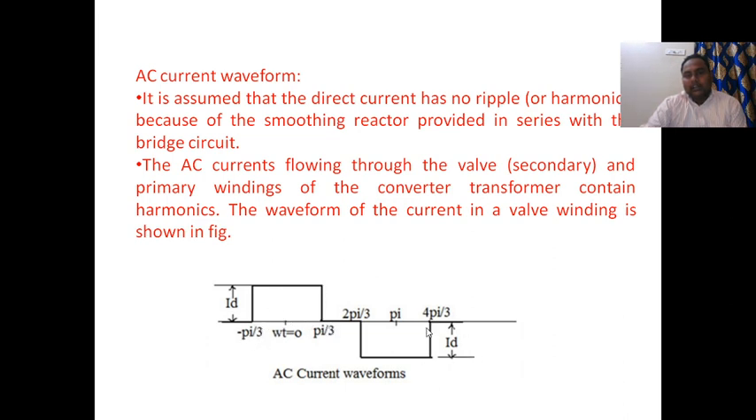So this is the DC current. Whenever the number of pulses increases, how does the waveform change? Please observe the AC current waveforms with the overlap condition.